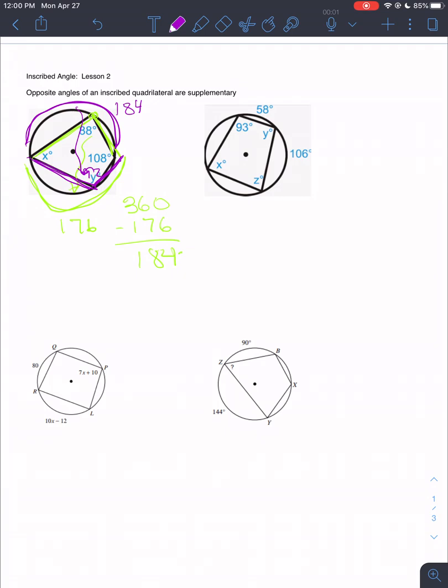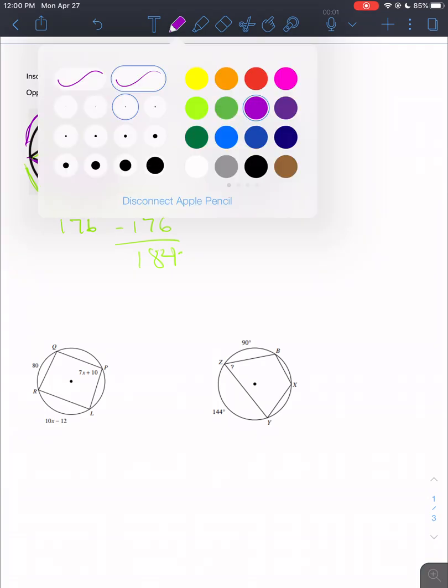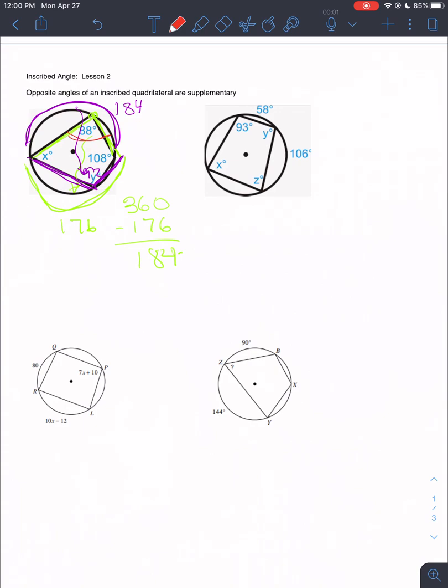Now maybe you noticed the secret already about the 88 and the 92. You probably noticed that they add up to 180 degrees. That's because the two angles together use the whole circle, and when you cut that 360 in half, we have 180. So that's the secret in today's lesson: if you have a quadrilateral inscribed in a circle, that means all four vertices have to be on the circle.